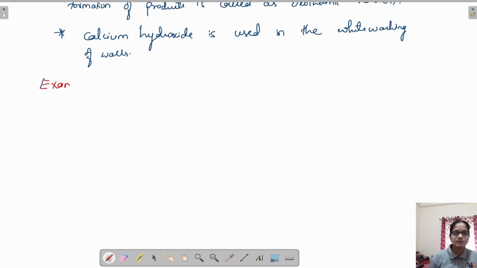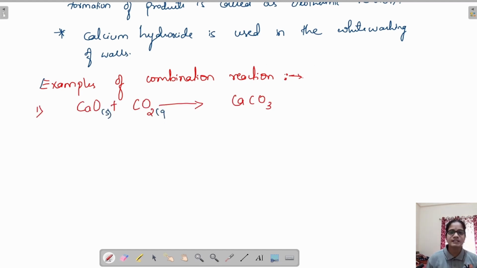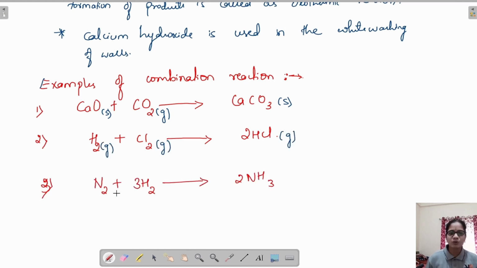Let us see examples of combination reaction. You have to remember the definition and you must be able to identify the reaction. This is solid, this is gas, this is solid. Formation of hydrogen chloride, H2 plus Cl2, is also an example for combination reaction. Formation of ammonia is also a combination reaction. Okay, these are some examples for combination reaction. So you must remember that there is a formation of only one product here.